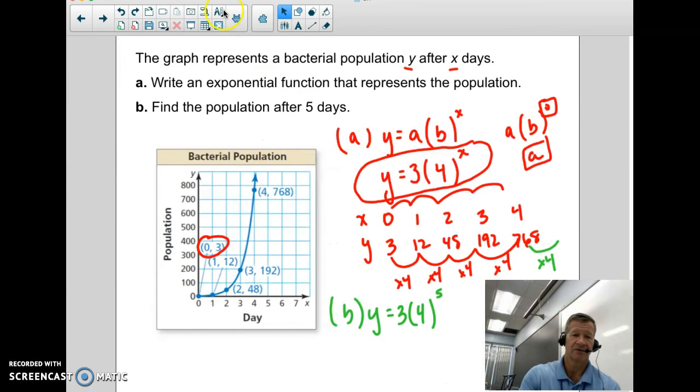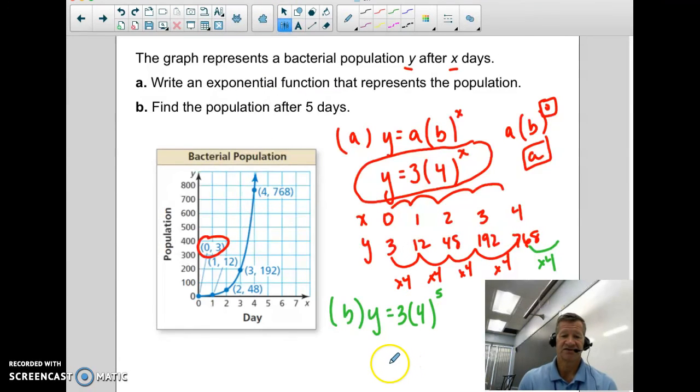So we'll go back, we'll write our answer. So the population after 5 days is 3,072. And that's it. That's the end of section 6.1.